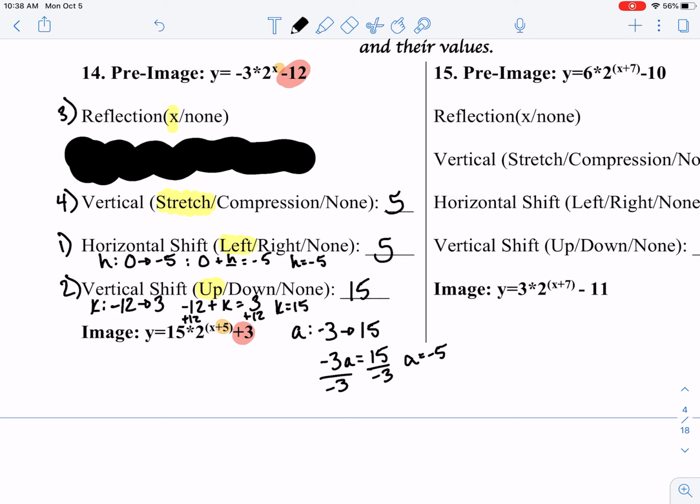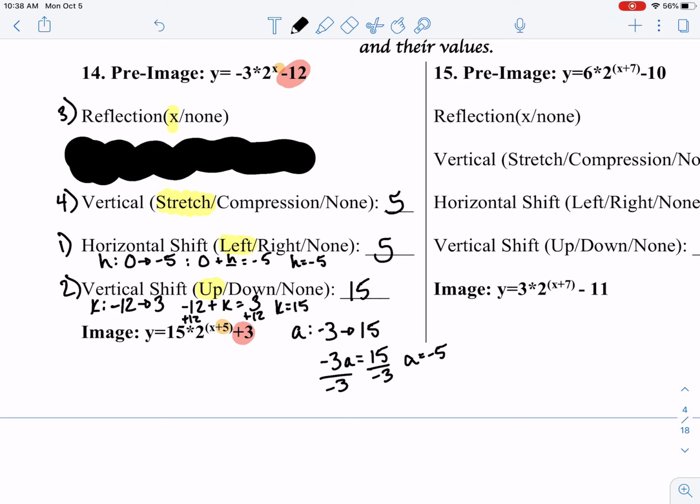So again, if you can identify A, H, K values, it's actually quicker to not even type it in Desmos, but again, I've done a whole lot more problems than what I've expected y'all to do. So again, what I'm going to do is just go to my graph, type in my pre-image, type in my image, and then just run through and select the transformations that are taking place.